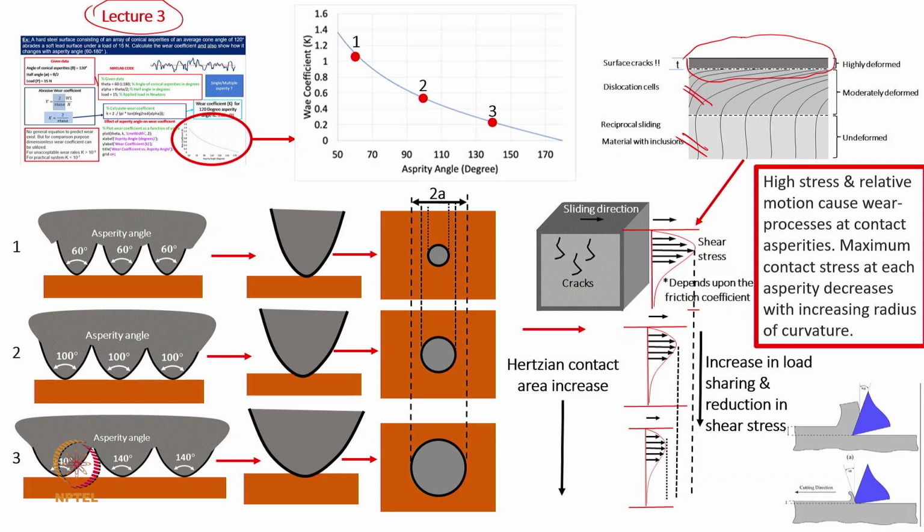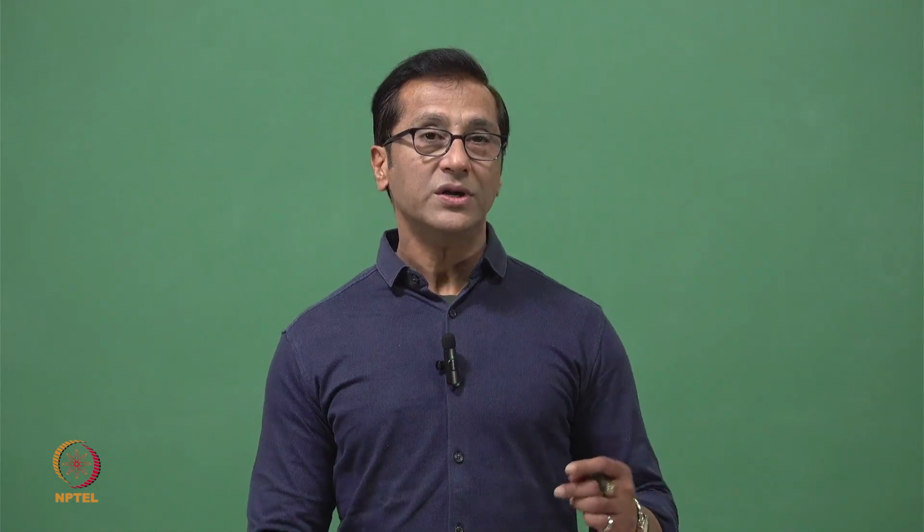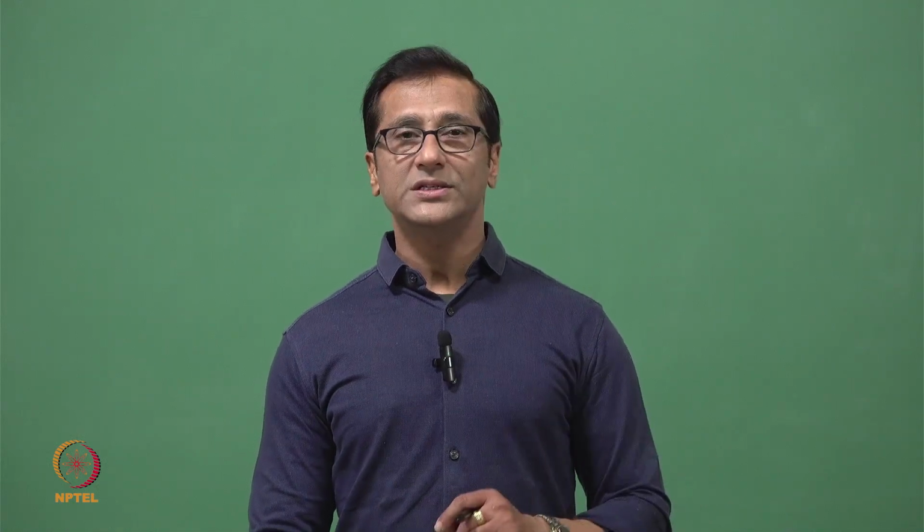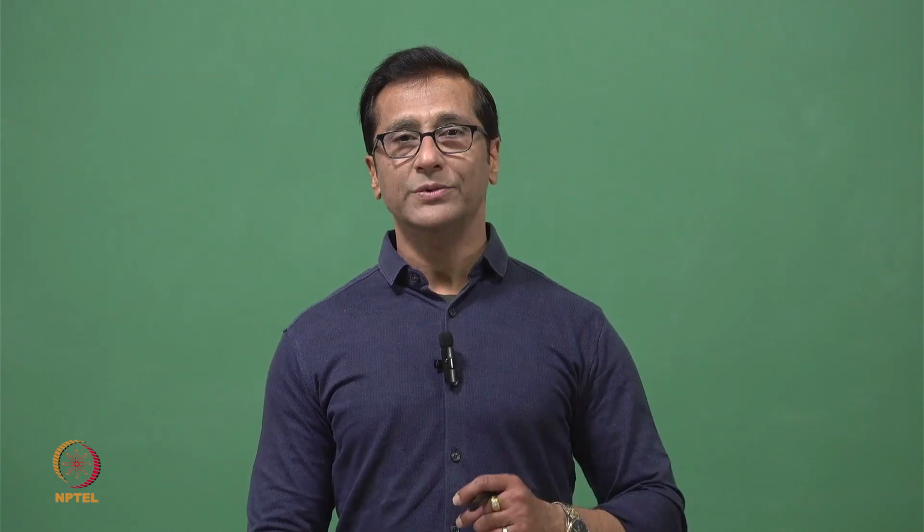So there are three diagrams that have been shown. One is with 60 degree, one is 100 degree, one is 140 degree. When we are changing this cone angle or asperity angle, you can see the radii are also getting changed. And when radii are getting changed, even the Hertzian radius will be increasing continuously. As the Hertzian radius continuously increases, that means contact area is increasing. When contact area is increasing, stresses will come down. When stresses come down, naturally failure will be less severe.